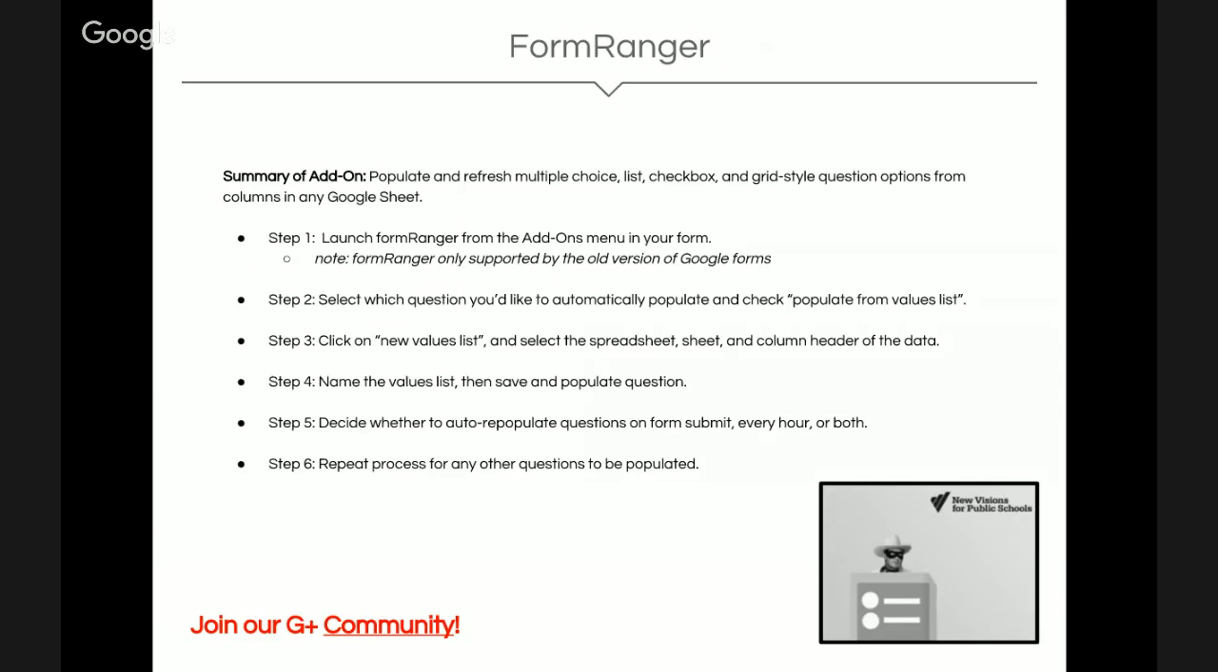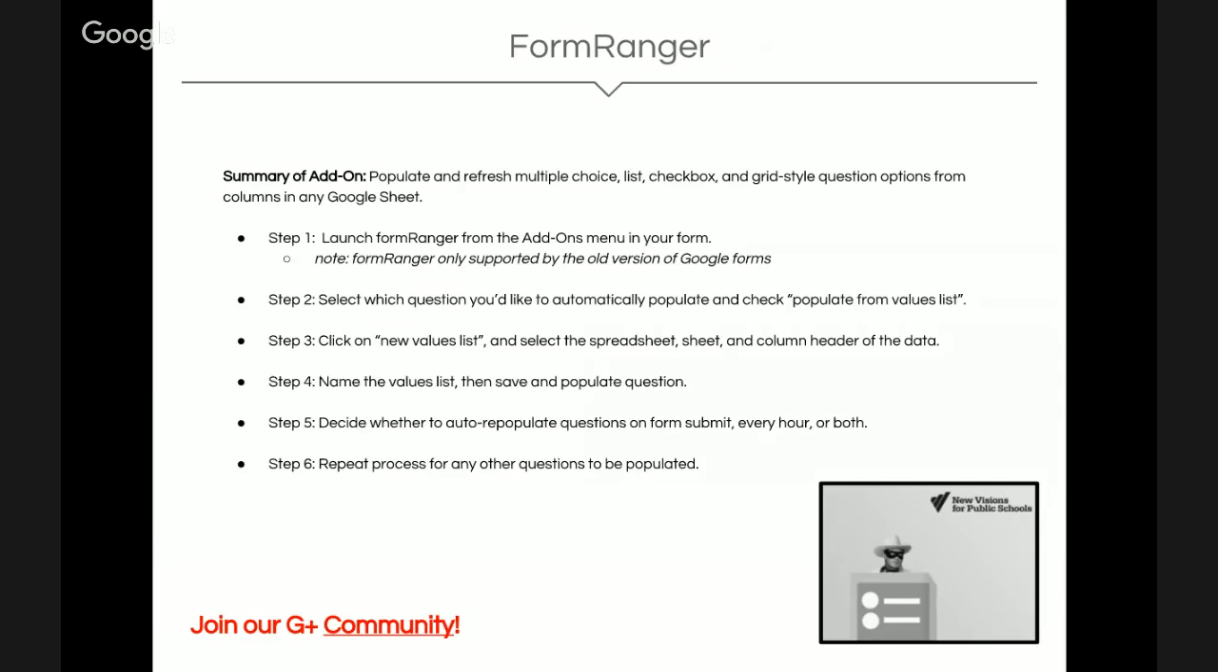So formRanger is an add-on that populates and refreshes multiple choice, list, checkbox, or grid-style question options from columns in a Google Sheet. So basically what this add-on does is it keeps any sort of list that you want to populate into a Google form. It will keep that list up to date in the form as long as a specific spreadsheet is up to date.